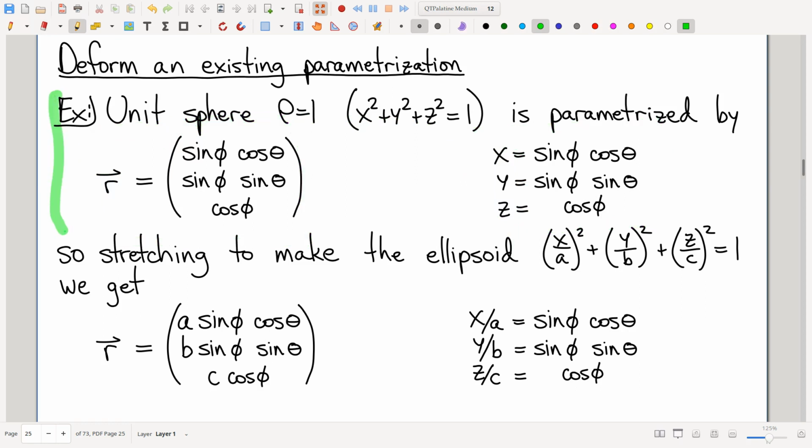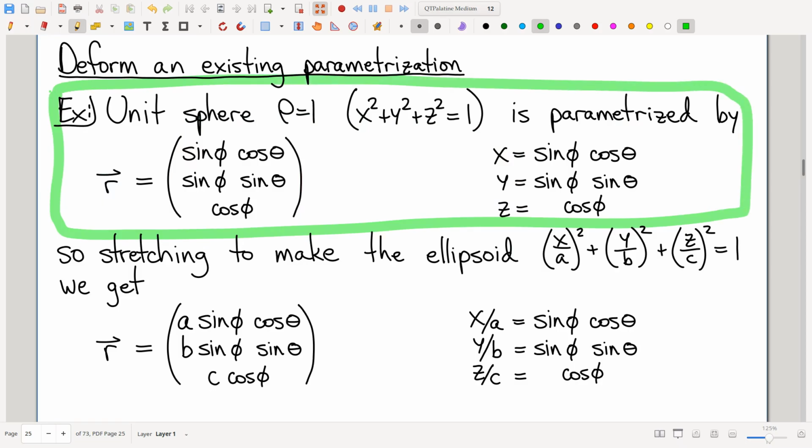Okay. So, this all being given, this was easy because the sphere is so geometrically nice. Rho equals 1. Oh my gosh, that's awesome, right? Super convenient.